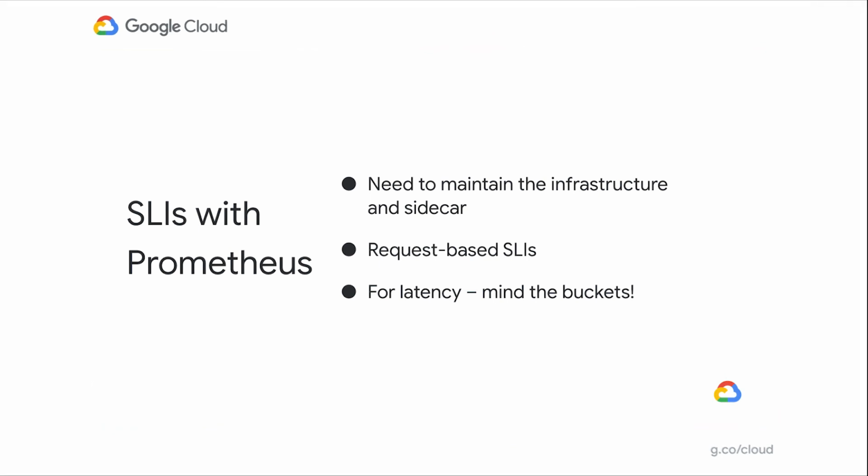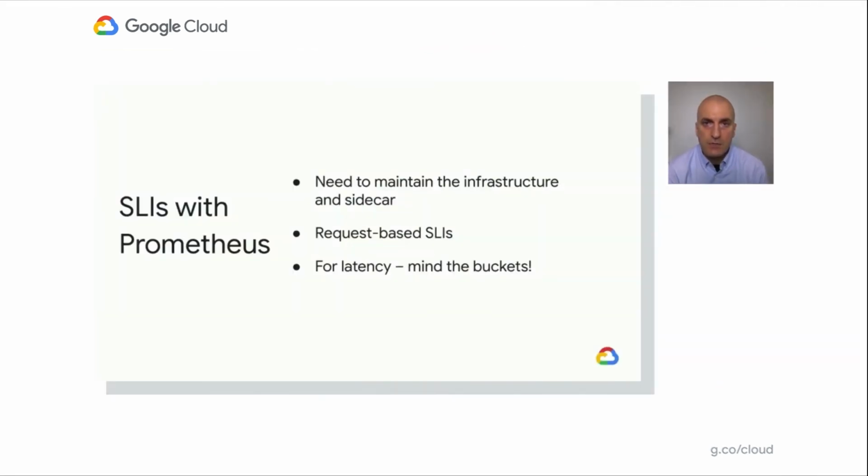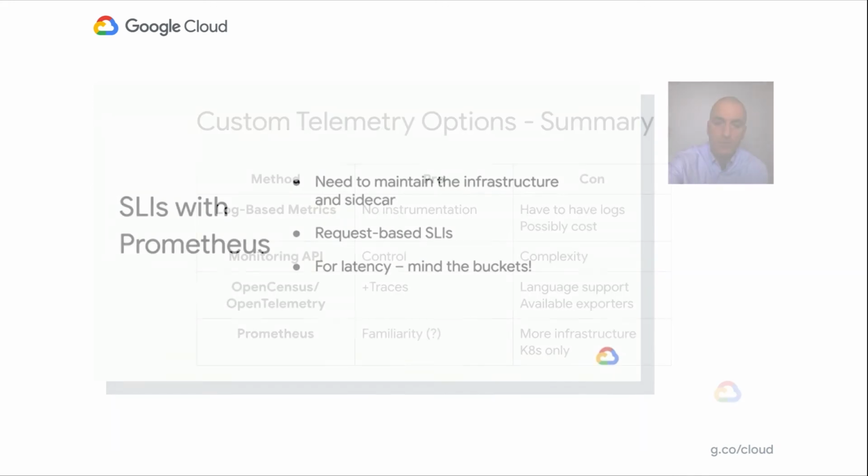So kind of summarizing that, you can use request-based SLIs using Prometheus metrics, pretty straightforward. The big trade-off there is this need to maintain additional infrastructure and a sidecar. And specifically to measure latency using Prometheus, you do need to be very precise about how you define the buckets to make sure that your buckets are precise enough to capture those requests that are within SLO and those requests that are out of SLO at a bare minimum.